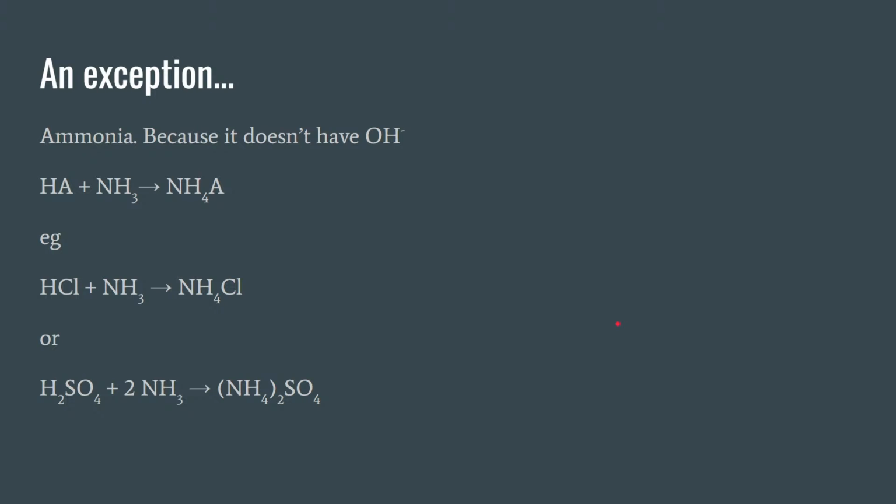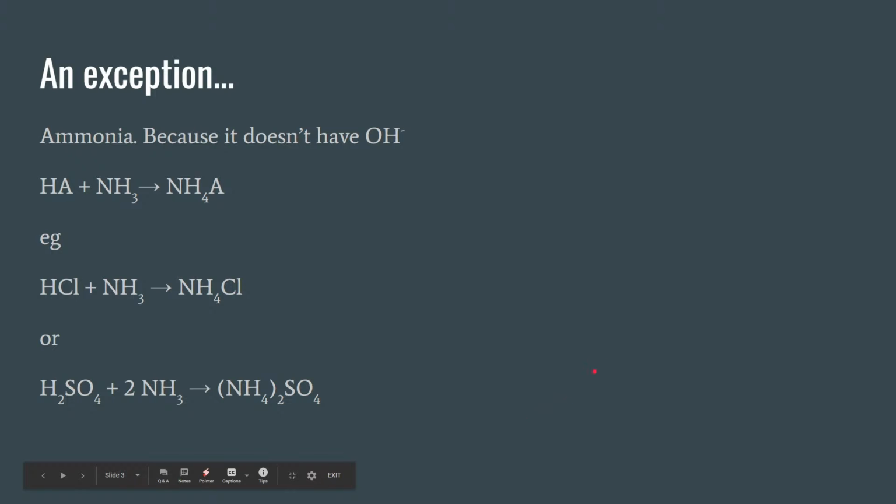Now, I say that it usually produces a salt and water, but the exception is ammonia, because ammonia doesn't have a hydroxide in it. It is still a base. It will still neutralize an acid. But because it doesn't have the hydroxide, you won't get water. You'll just get a salt out of it. So, for example, hydrochloric acid plus ammonia, when you neutralize, you get ammonium chloride. Sulfuric acid plus ammonia, you'll notice you need two ammonias to neutralize the two acidic protons. The result is going to be ammonium sulfate, with 2 ammonium for every 1 sulfate.